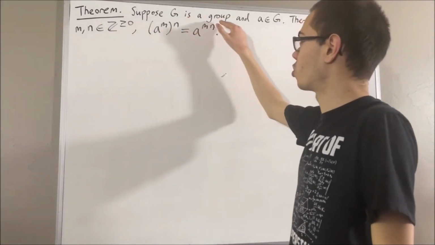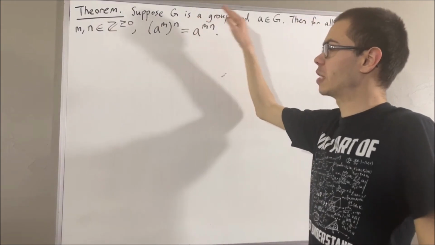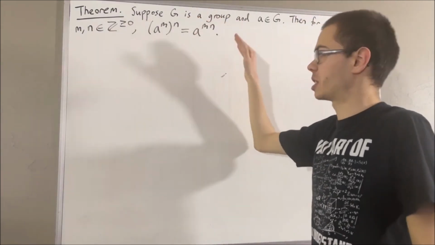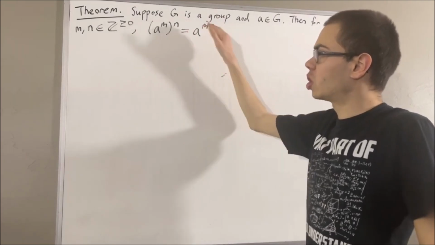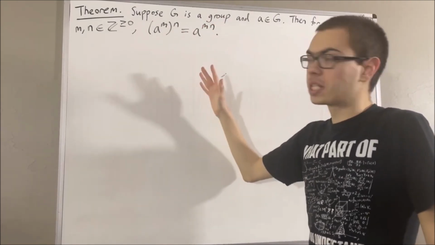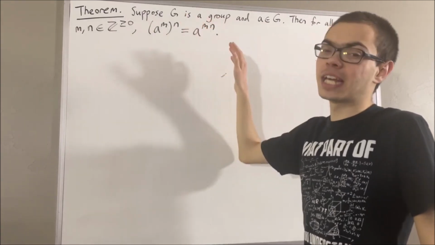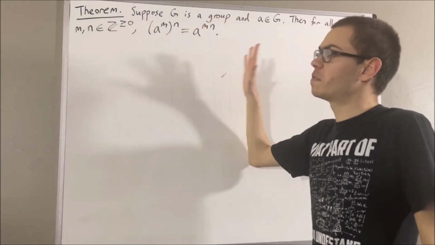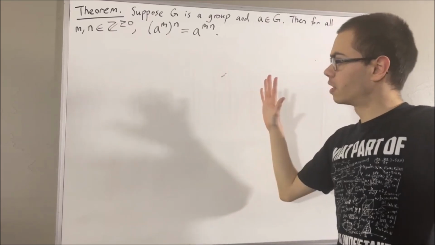Now, since G is a group, this means that G is equipped with a binary operation, and G is closed under that binary operation. Associativity holds. G has an identity element, and every element of G has an inverse.